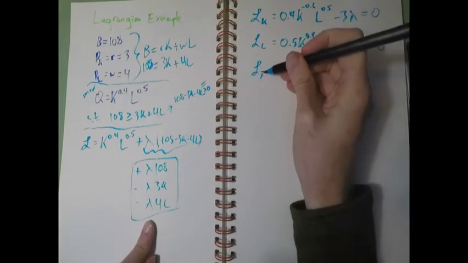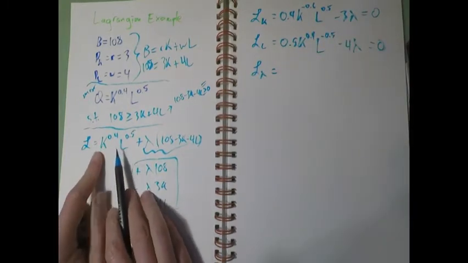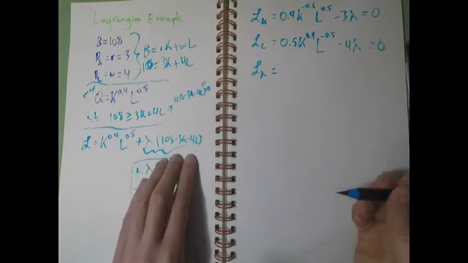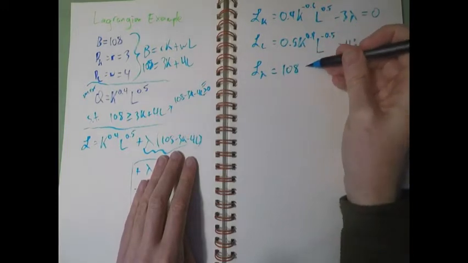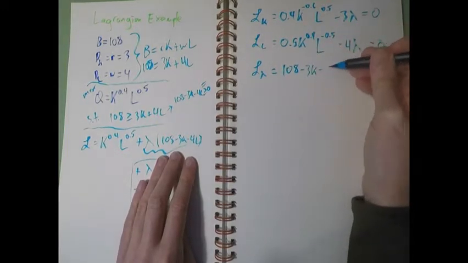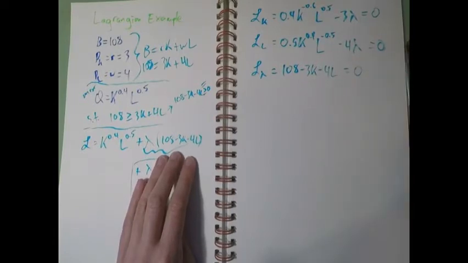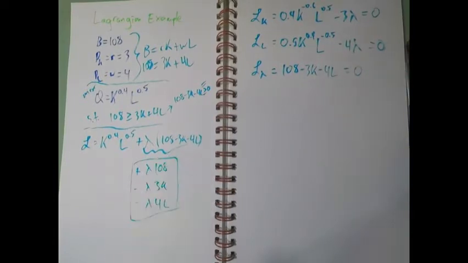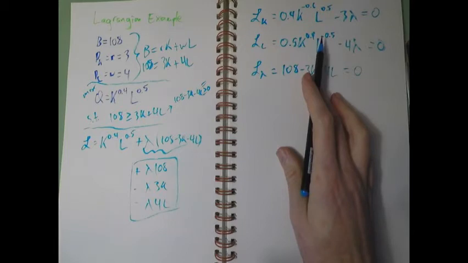And finally, L of lambda. Well, there's no lambda terms in here, so that all goes away. We're basically going to be left with just this constraint: 108 minus 3K minus 4L equals 0. All right, so what can we do with this? Well, ultimately, we're going to do some rearranging. So let's go ahead and take these, right?